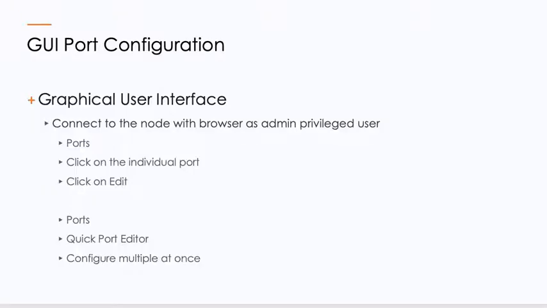Now, as we move into the graphical user interface, there's a couple ways we can do this. One is we can go in, click on ports, click on the individual port, and edit it, which gives us granular controls over the port. The other way is if we're just looking to set up the ports based on the port type, give it a friendly name, and enable it, we can use the Quick Port Editor. So let's go ahead and take a look at how that's done.